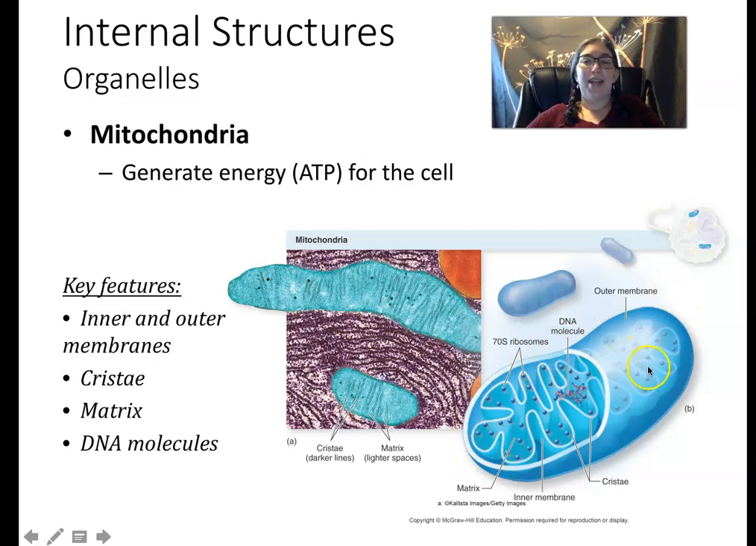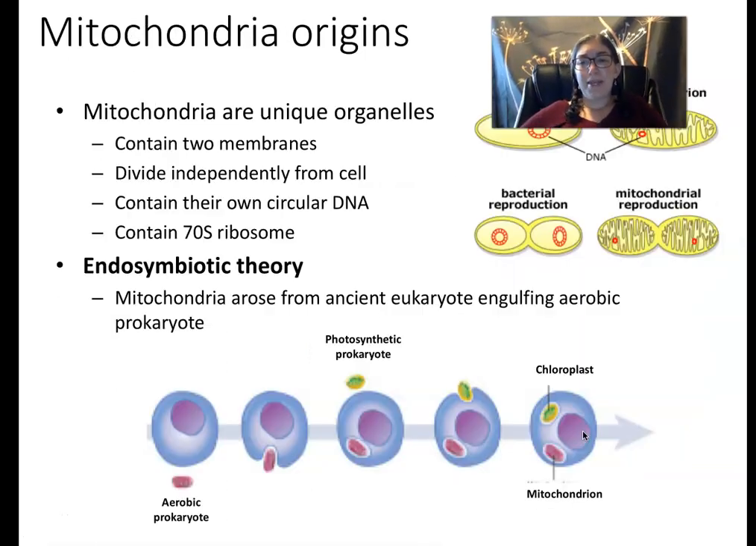Let's get to the anatomy here. There are two membranes: the inner membrane and the outer membrane. The folds of the inner membrane are called the cristae, and the cytoplasm inside the mitochondria is called the matrix, the mitochondrial matrix. And between the two membranes is what we call the intermembrane space.